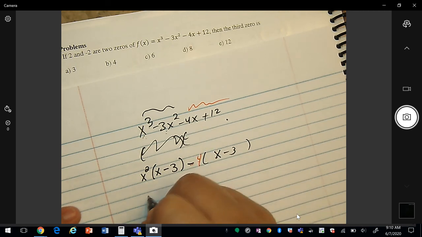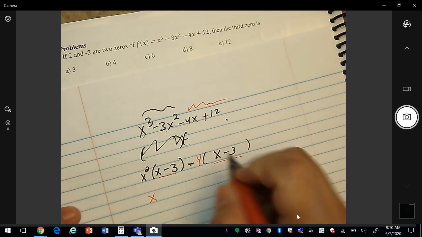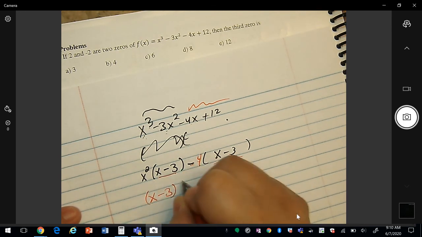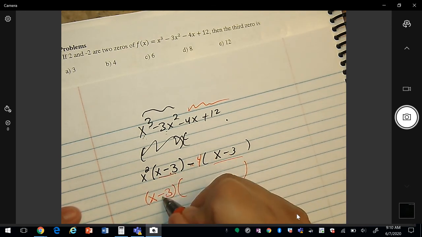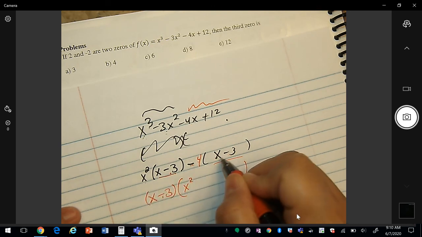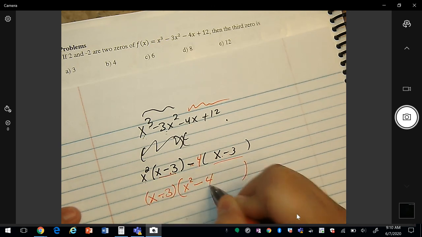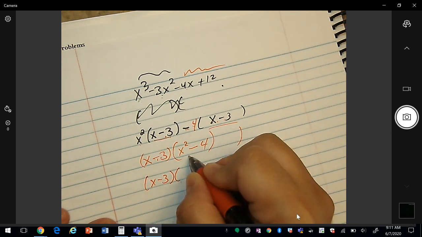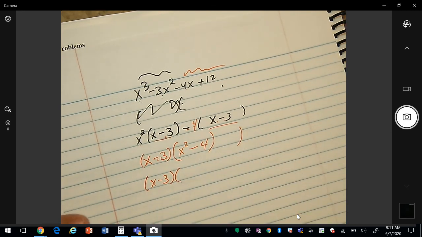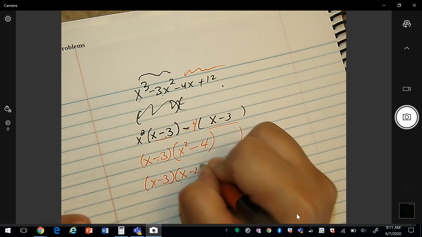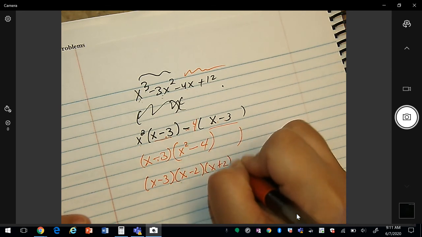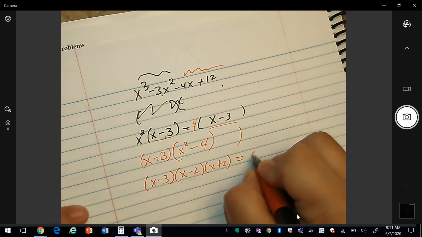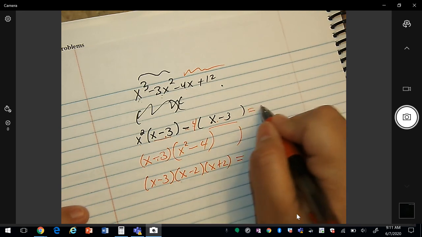And so now we can say this is what they have in common, so I can factor that out. If I take this out, I'm left with x squared. And if I take this out, I'm left with 4. x squared minus 4 can still be factored as x minus 2 times x plus 2. It's a difference of squares. And all of this is still equal to 0.